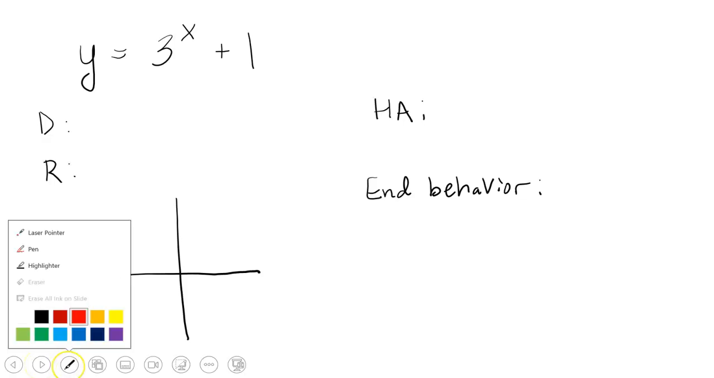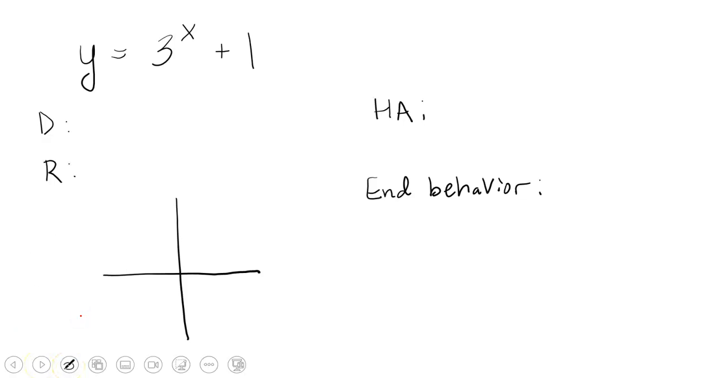So for example, if I have y equals 3 to the x plus 1. Now, you could go to Desmos if you don't know what this looks like. I'm going to sketch it, and I will talk about Desmos here in just a moment.